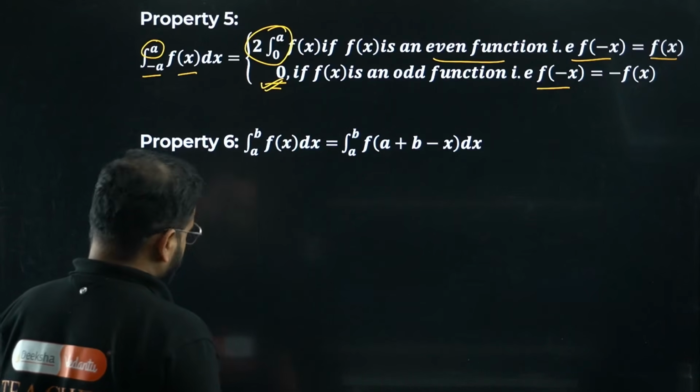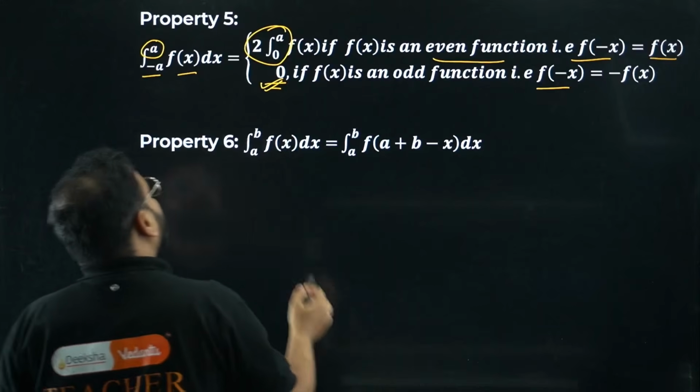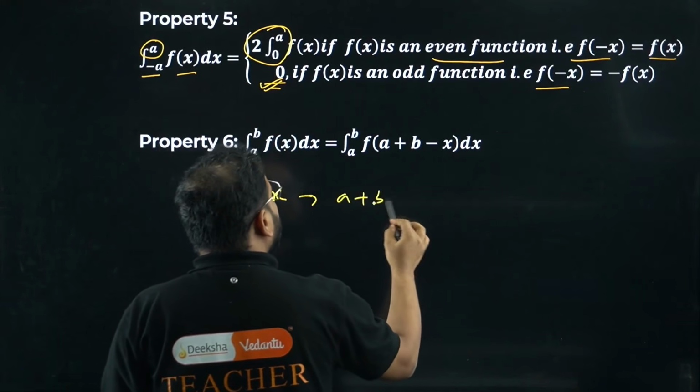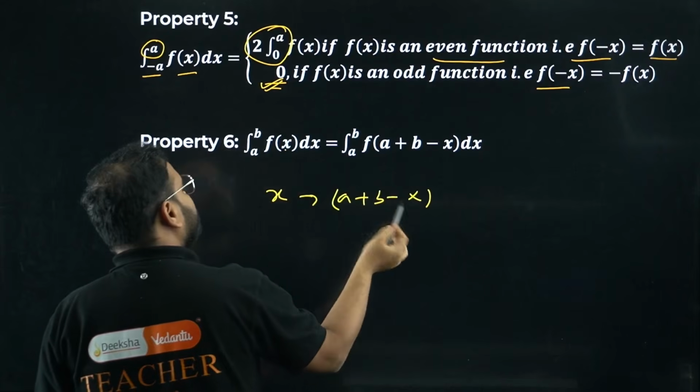One more thing is there. You can replace x by a plus b minus x. What is a plus b? The limits. Sum of the limits minus x.